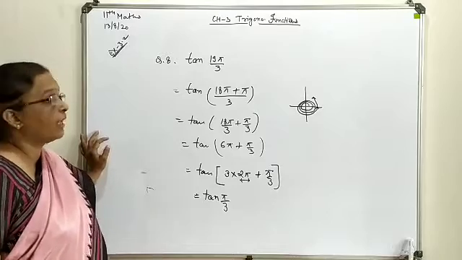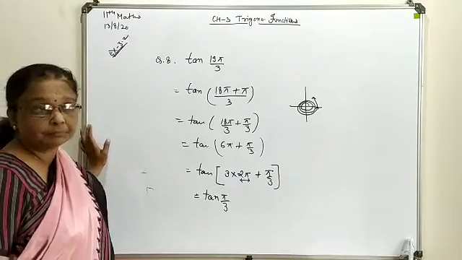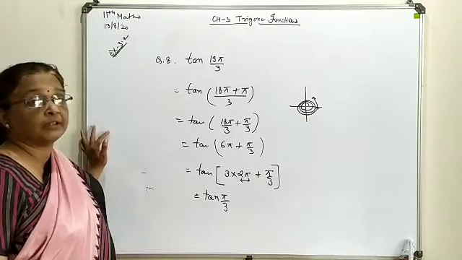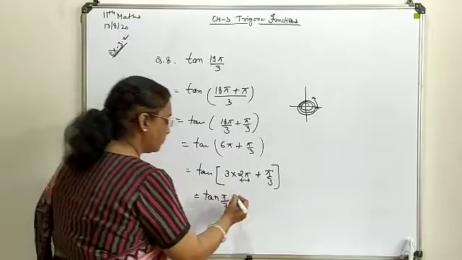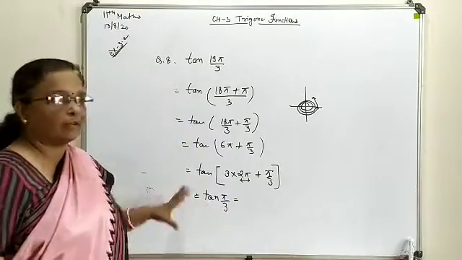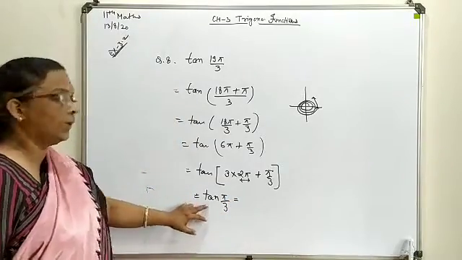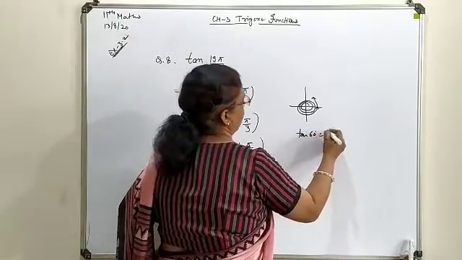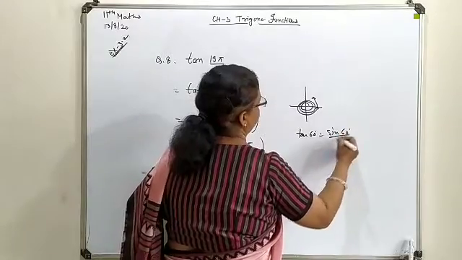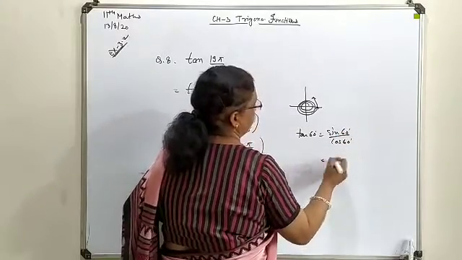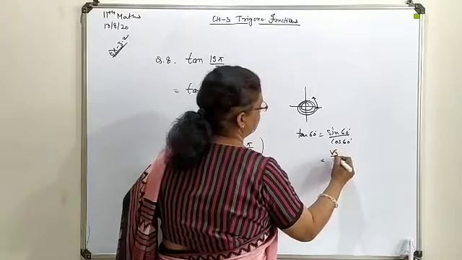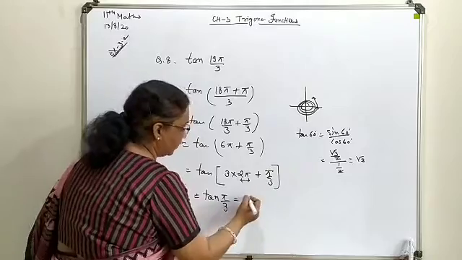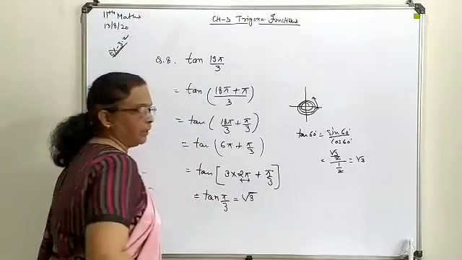The required value is tan of pi by 3. Pi by 3 means which degree? 60 degrees. And tan 60 is how much? Root 3. If you are not sure about its value, one way I tell you to find it out: tan 60 means sin 60 by cos 60. This way also you can find it out. Sin 60 is root 3 by 2. Cos 60 is 1 by 2. The 2s cancel, and this way you evaluate the required value, that is root 3.